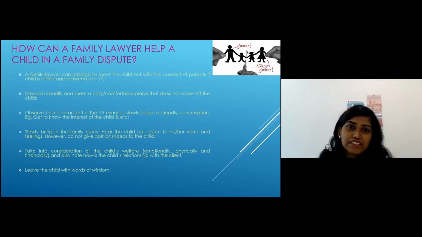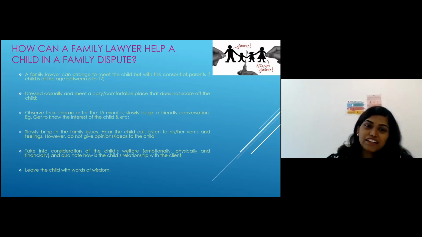and the lawyer doesn't necessarily need to be formal. They can be dressed casually, and we can meet in a place where it's comfortable for the child, so we don't scare the child off. The child will feel better with us around, since we are strangers to them. We also have to observe their character for the first 10 to 15 minutes. We don't just immediately start the conversation about the divorce or the separation of the parents.